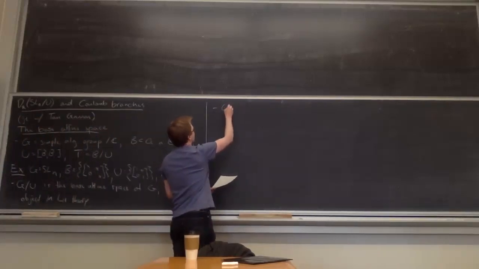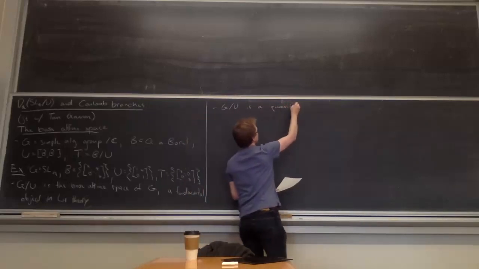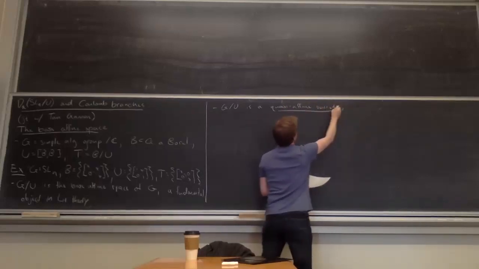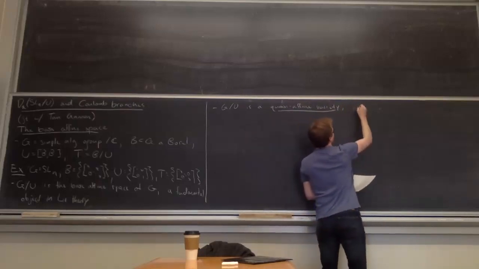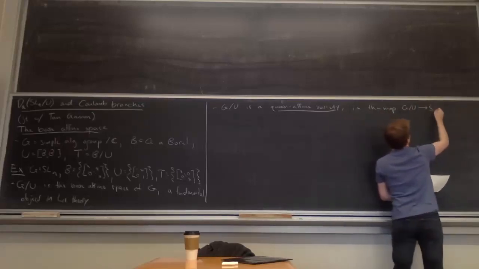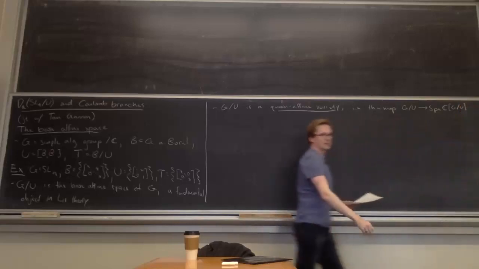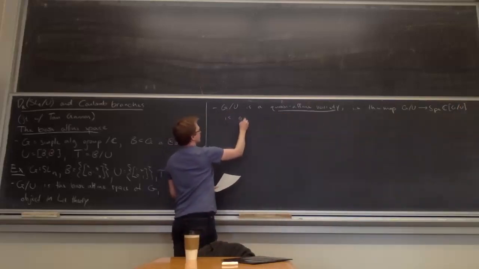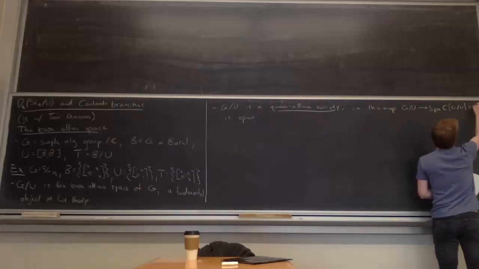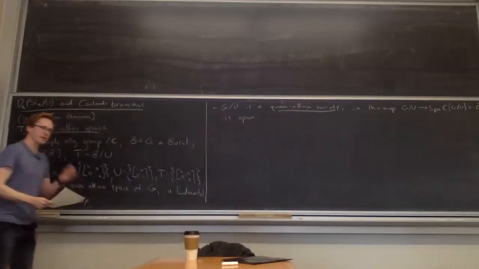So the main thing to say is that it's a quasi-affine variety, which means that when I look at the map from this quotient to spec of its ring of regular functions, this map is an open immersion. So with that in mind, that affine variety on the right, I'll also write this as G mod U bar. All right, so G mod U is an open subset of an affine variety.